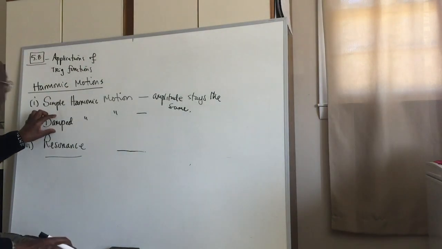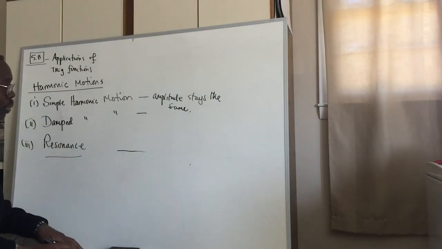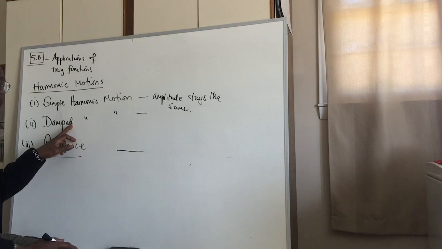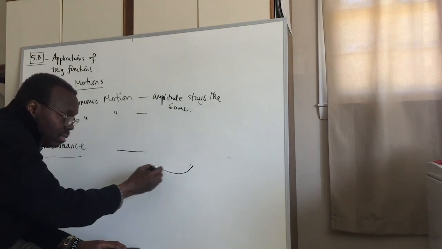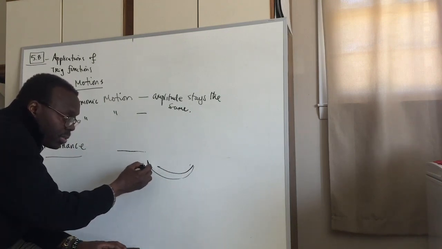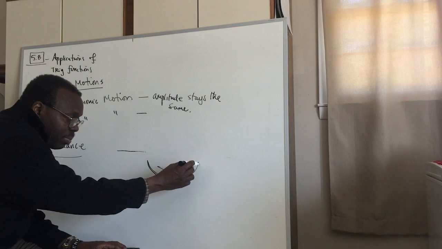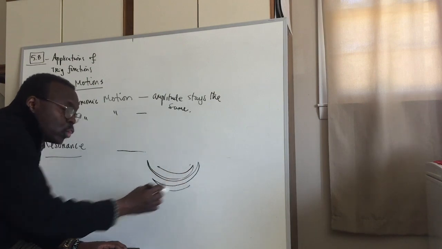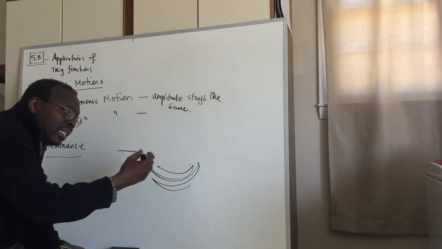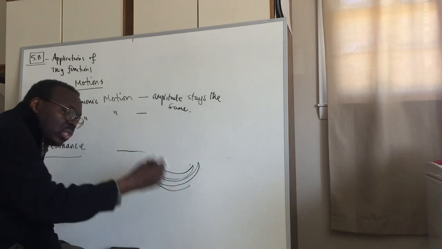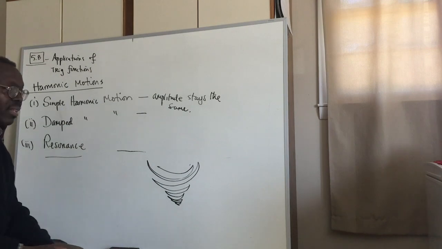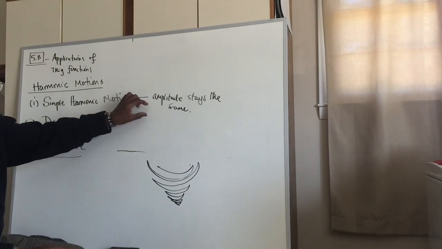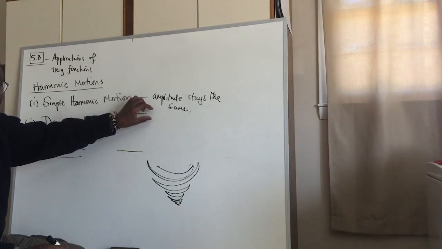In the second harmonic motion, the damped harmonic motion, the amplitude diminishes over time. An example is when you have the child swinging, you push the child, goes up, comes back, and then if you stop supplying energy to the swinging child, the child will stop swinging to and fro. That means the amplitude dies down with time.